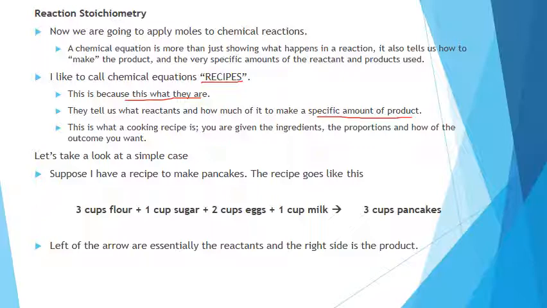3 cups of flour plus 1 cup of sugar plus 2 cups of eggs plus 1 cup of milk will give me 3 cups of pancake. The left of the arrow essentially is the reactants, and the right side is the products. Okay, just like in chemistry.